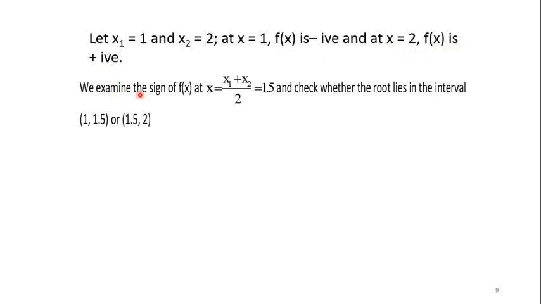positive. So now we examine the sign of f(x) at x equal to the average of these two values. (1 + 2)/2 is 1.5, and check whether the root lies in the interval 1 to 1.5 or 1.5 to 2, because you are breaking this interval into two sub intervals. One part is 1 and 1.5, and the second part is 1.5 and 2, because 1.5 lies between 1 and 2. That's why you are having these two options here.